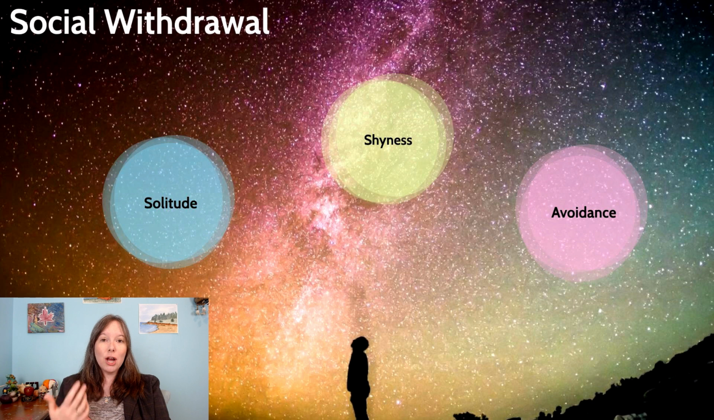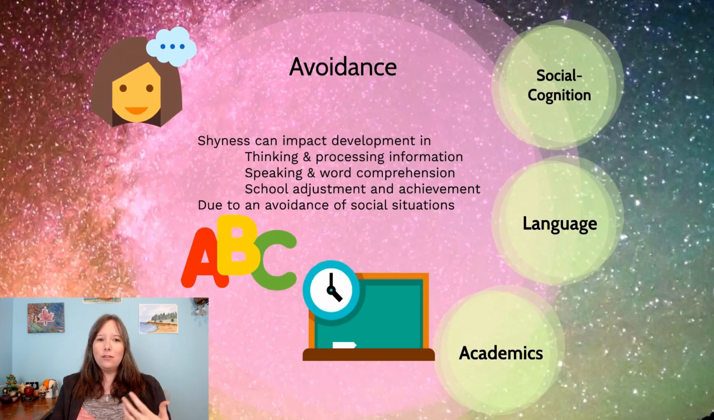Now, whether we're talking about shy kids with that high approach, high avoidance conflict, or kids that are low in approach and high in avoidance, either one, when we have that high avoidance motivation, we tend to see certain outcomes associated with this. And that is shy and avoidant children tend to think and process information differently from the more typical social children. We also note that the way they speak and their word comprehension and language comprehension tends to be different, and the shyness tends to interfere with their school adjustment and achievement. And this all tends to be due to an avoidance of social situations.